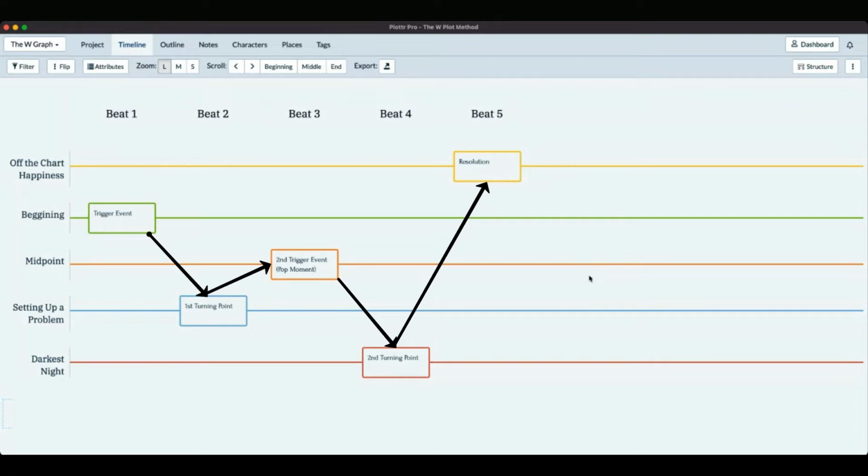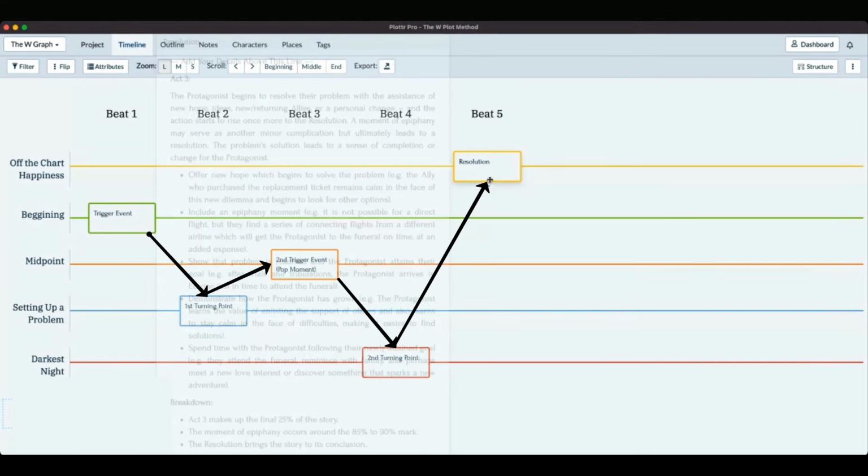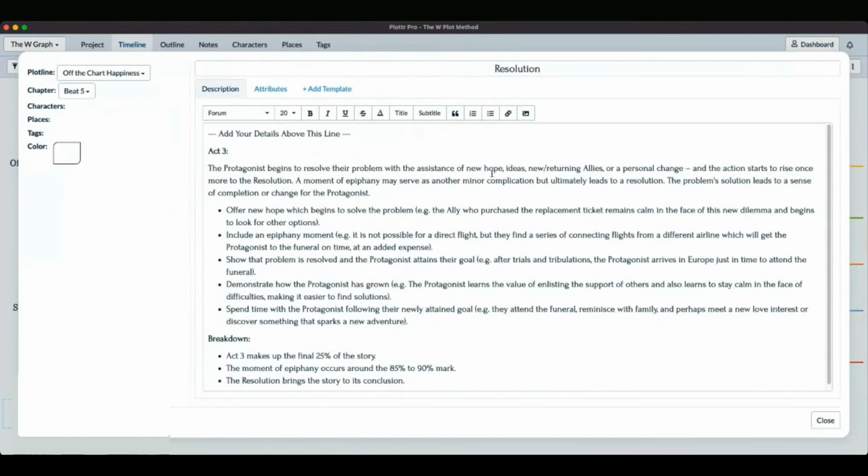Typically, in a W plot, the world starts out ordinary in the beginning. We set up a problem, then we get to the midpoint of our story, then we go down to the darkest night. As we come up to the resolution, because of everything the character has learned and because of the resolution of the problem, things are actually better than they were at the beginning of the story. And this is where the protagonist resolves their problem. They get new hope, ideas, returning allies. The couple somehow manages to come back together or work out a long-term relationship at a distance, something like that.